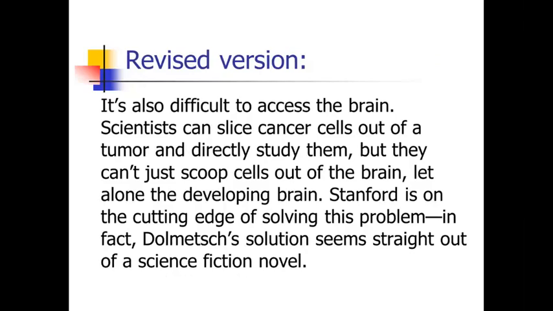Scientists can slice cancer cells out of a tumor and directly study them, but they can't just scoop cells out of the brain, let alone the developing brain. Stanford is on the cutting edge of solving this problem. In fact, Dolmetsch's solution seems straight out of a science fiction novel. So notice that I got some great verbs in there, slice and scoop, and I cut some extra words. So now it's much more succinct, and it's even a little better.